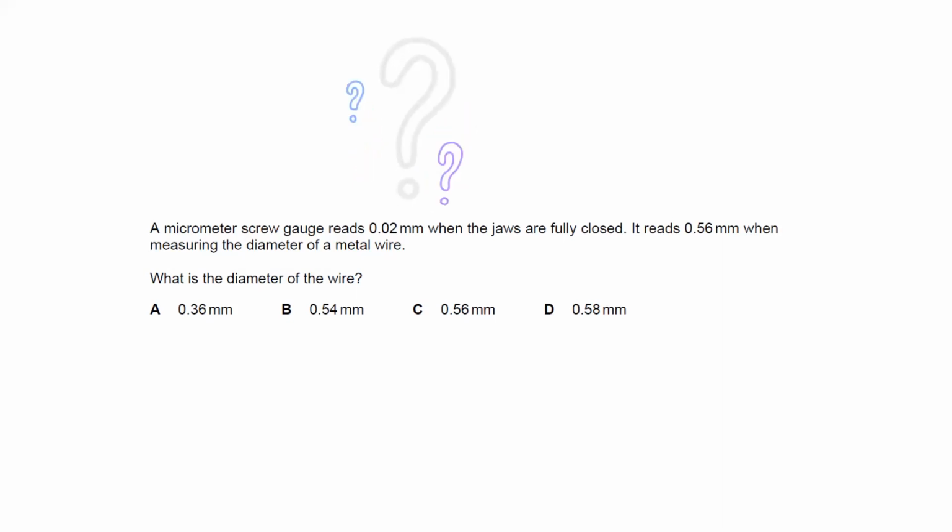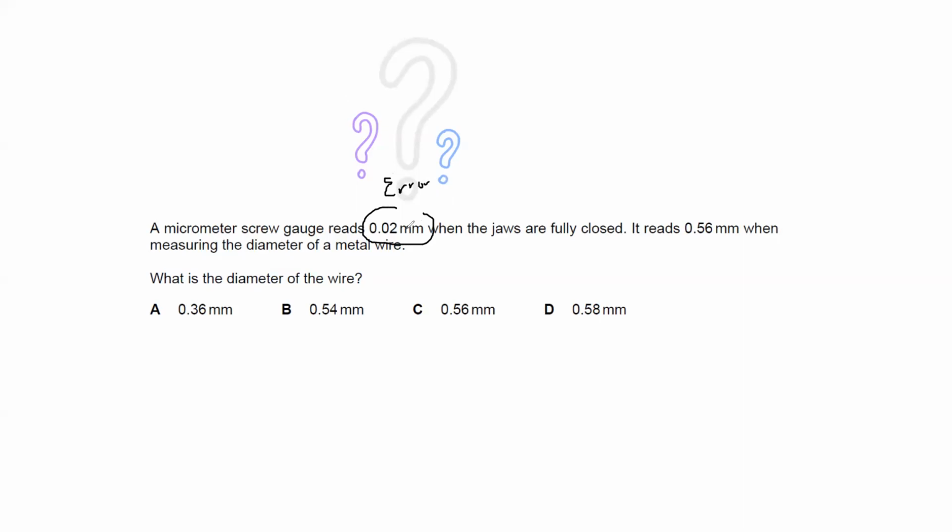Already there is a reading of 0.02, like there's an error of 0.02, and we place a wire, then the reading was coming out 0.56. So what is the actual reading or diameter? So the correct answer is B. Why is the correct answer B? Because this is the error. So extra reading is already there.